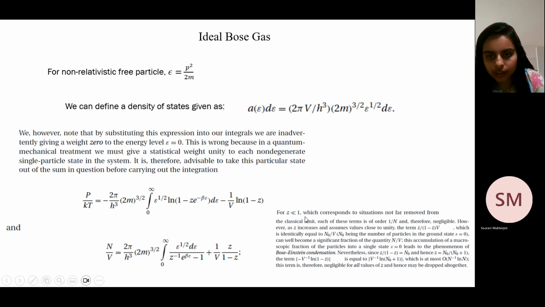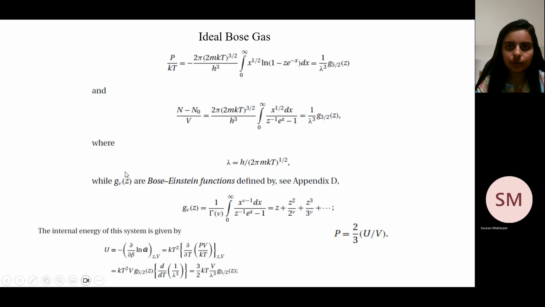So when z is much, much smaller than 1, that is when you're in the classical limit, you can ignore this term. But as z increases, or as it tends towards 1, this term becomes very dominant. And then you have a term like n naught by V, where n naught could be the number of particles in the ground state. So from there, you can define a Bose-Einstein function, which is given by this integral here. That's actually a series. And then you can write the pressure or the number of particles in terms of this Bose-Einstein function, okay? And this is the thermal wavelength.